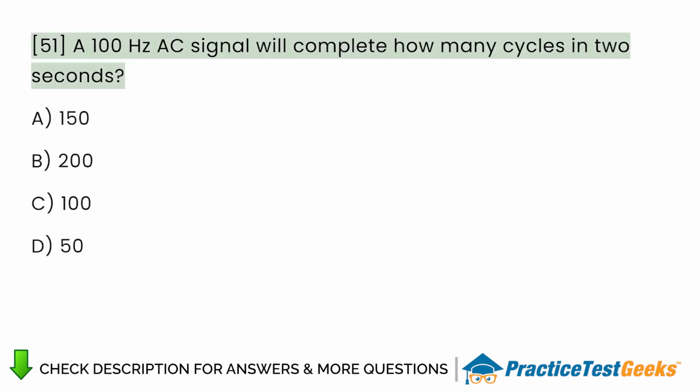A 100 Hz AC signal will complete how many cycles in 2 seconds? A. 150. B. 200. C. 100. D. 50.